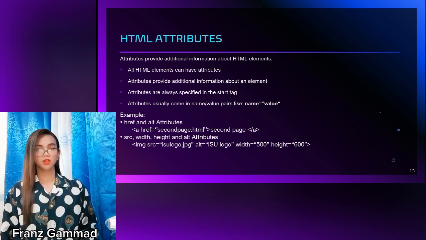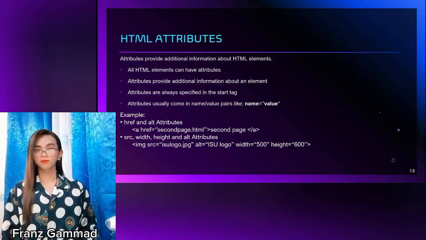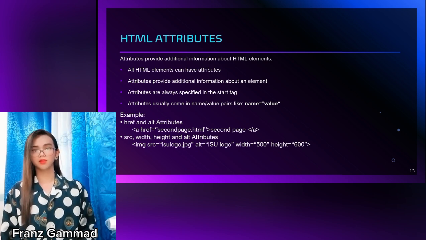HTML attributes. Attributes provide additional information about HTML elements. First, all HTML elements can have attributes. Second, attributes provide additional information about an element. Third, attributes are always specified in the start tag. And last, attributes usually come in name-value pairs like name="value". They give more context or meaning to an element and can affect how the element is displayed or behaves.